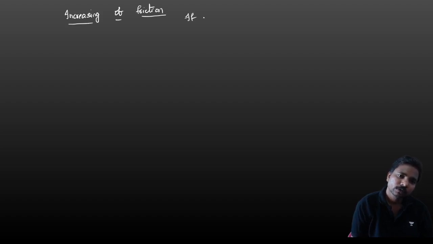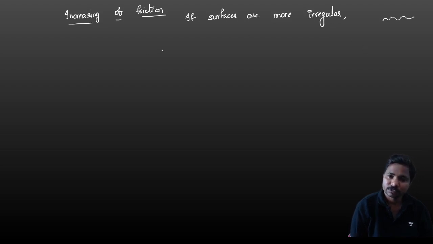So now, coming to increasing or decreasing of friction. How can we increase the friction? If surfaces are more irregular, that means if these types of surfaces are more irregular, friction increases.